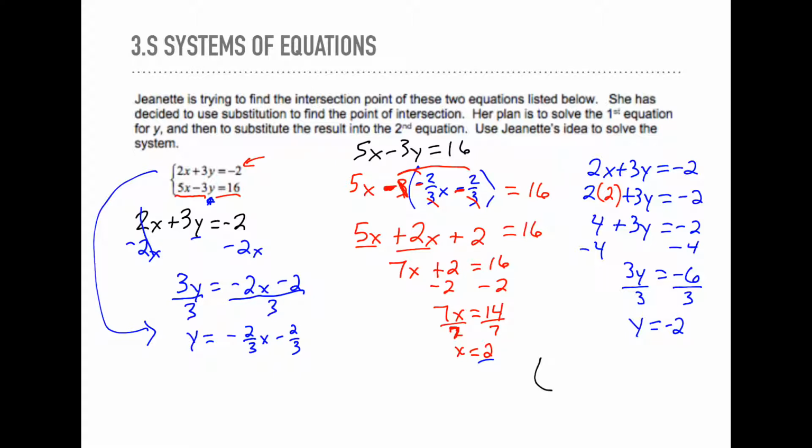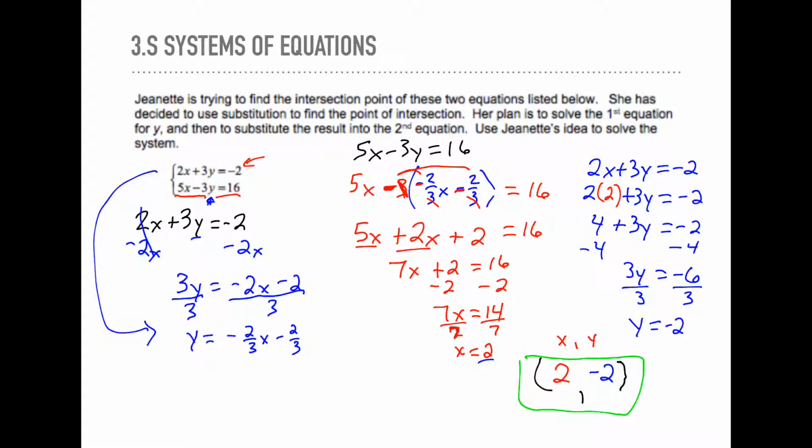And last step to find that point of intersection, we're going to write our answer as a coordinate point. So remember x comma y. So this x is going to be 2, and the y is going to be negative 2 for my final answer.